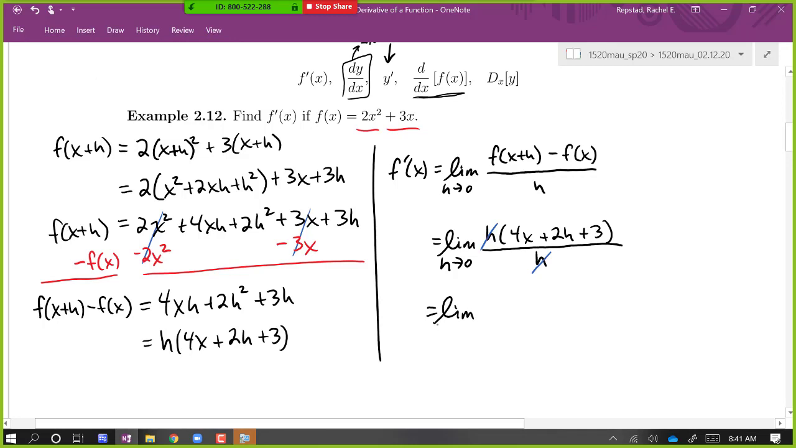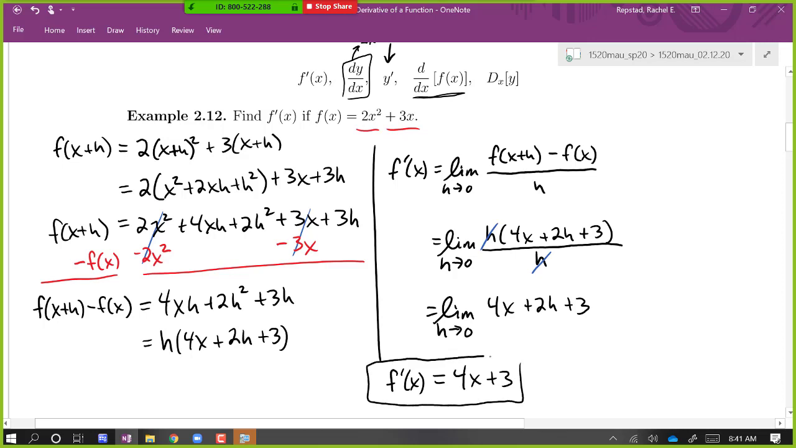Now we want the limit as h approaches 0 of 4x plus 2h plus 3. And so f prime of x, the derivative of f of x, if we let h go to 0, we're just left with 4x plus 3. And here it is. This is the function that describes how f of x changes.